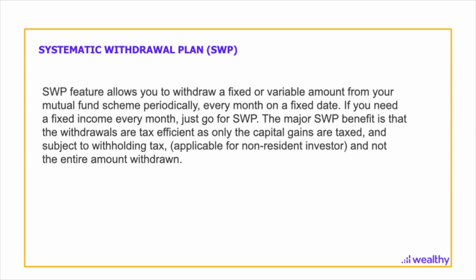Systematic Withdrawal Plan. Next, we have the Systematic Withdrawal Plan, or SWP. With an SWP, you can withdraw a fixed or variable amount from your mutual fund scheme periodically, such as every month. It's a great option for investors seeking regular income. Plus, the tax efficiency is a big plus. Only the capital gains are taxed, not the entire amount withdrawn.